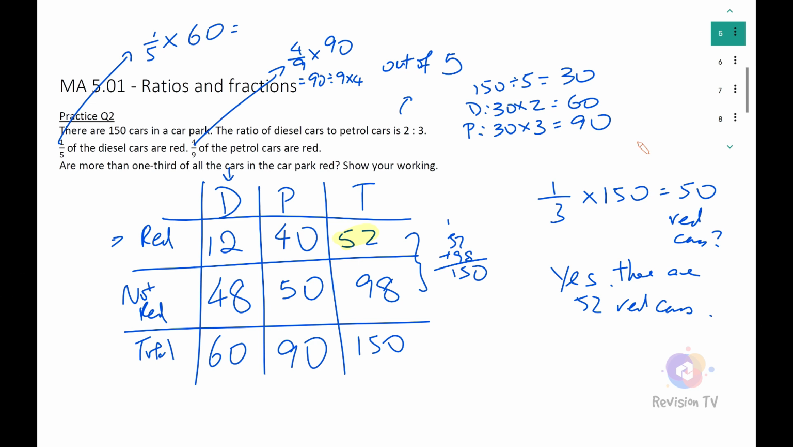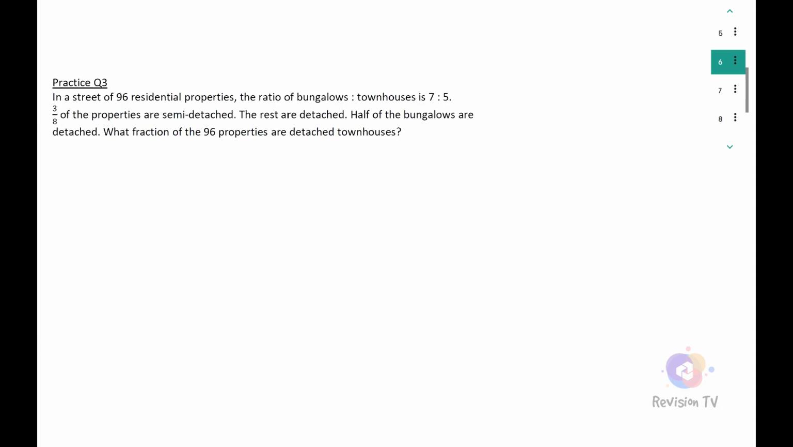Unfortunately. Practice question number 3. Again, pause the video and have a go. This is quite similar to the previous one, so hopefully after the previous example, you can do it. Have a go at the question. When you're ready for the answer, you can press play.